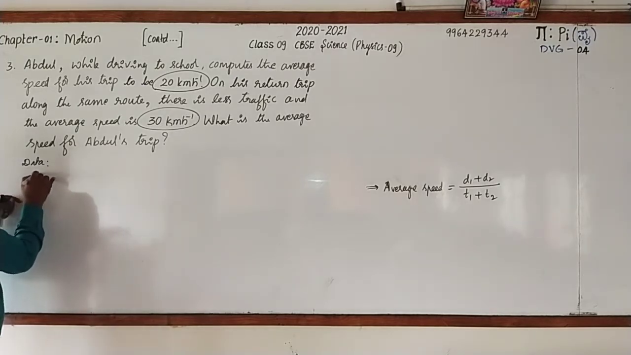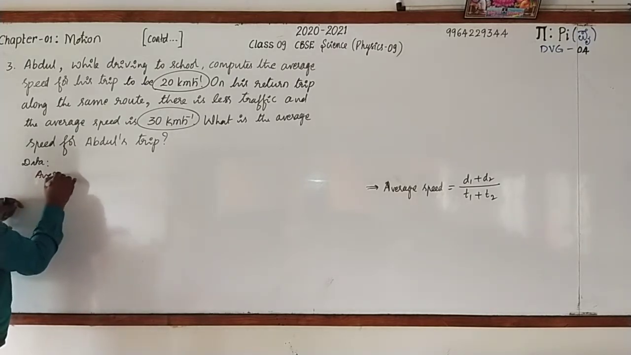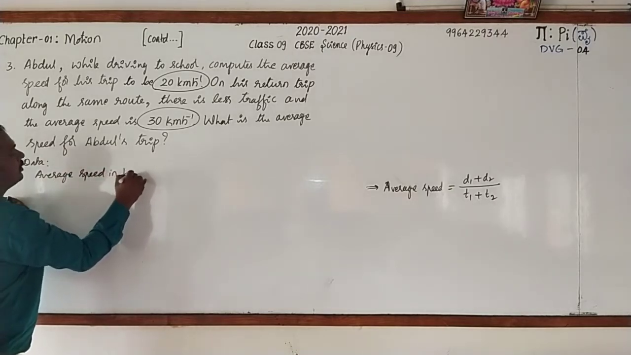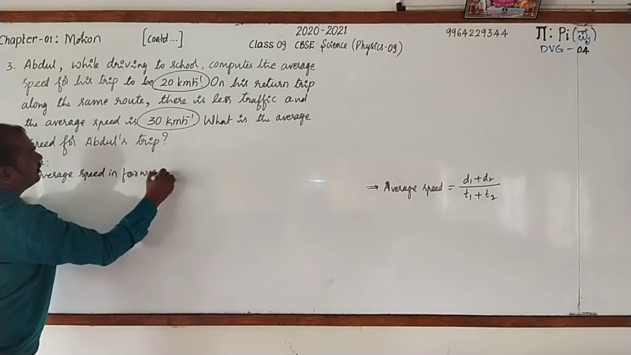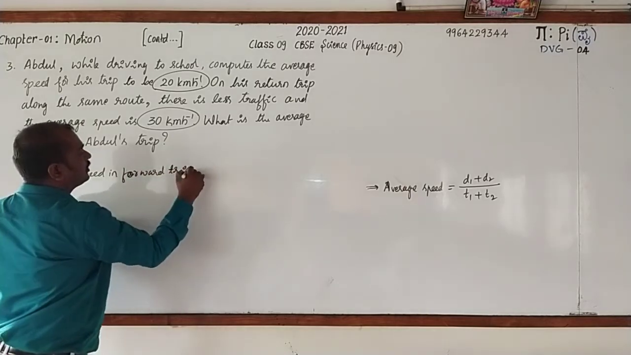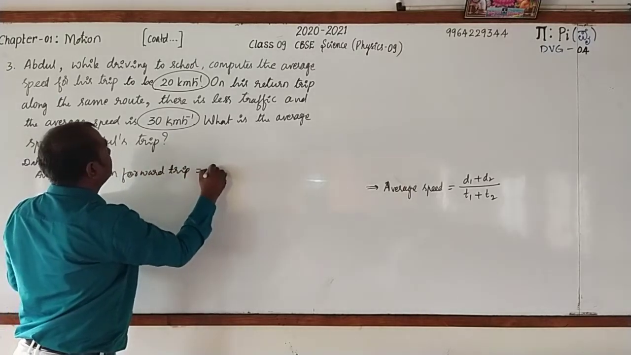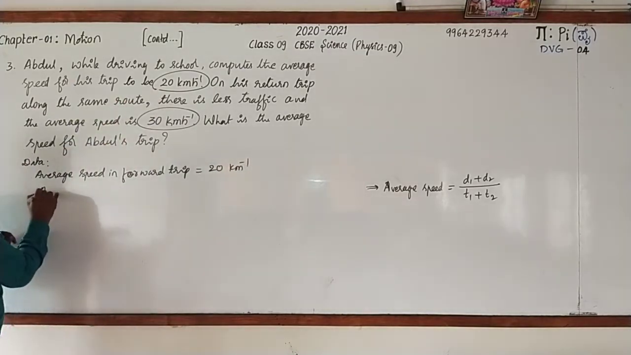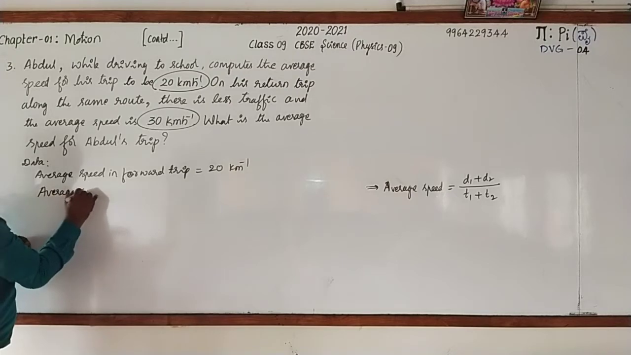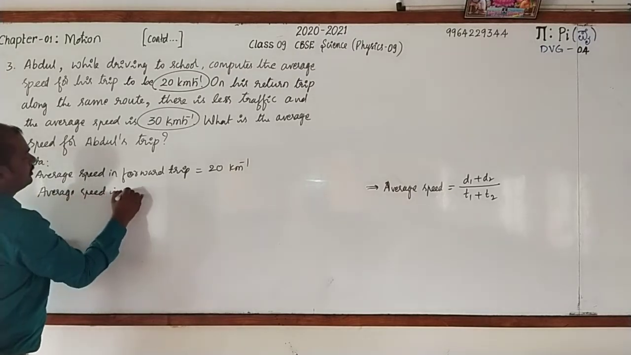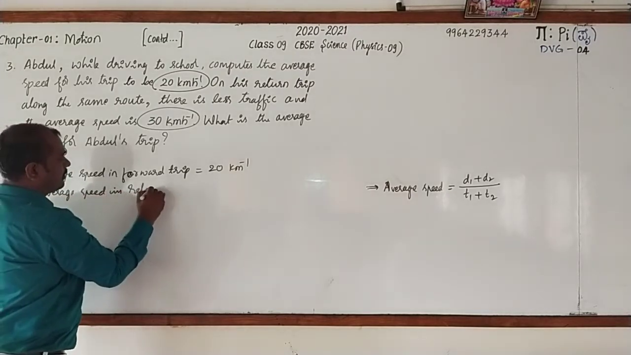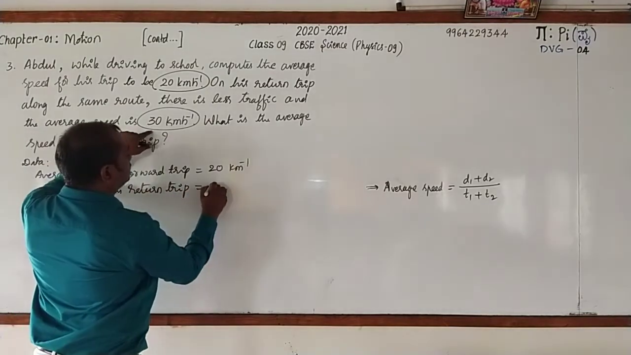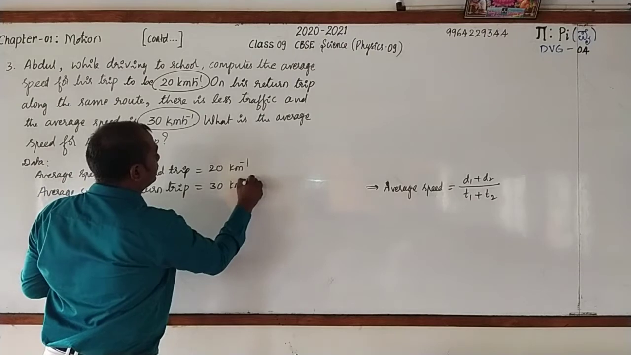Look here. Average speed in forward trip, call it as, it is 20 km per hour. Then again, average speed in return trip, how much it is? It is 30 km per hour.